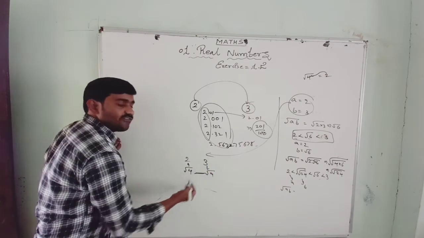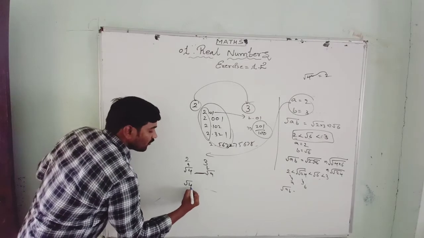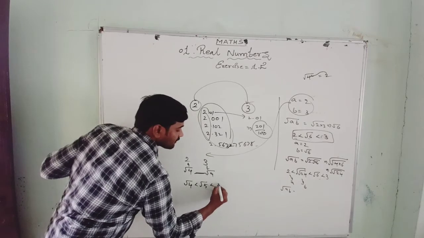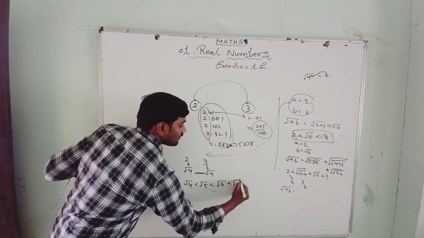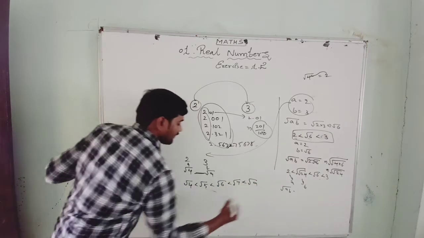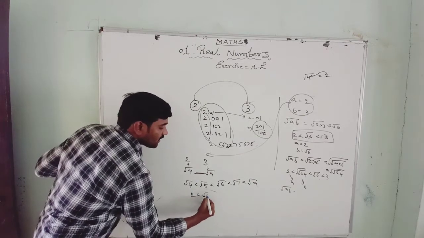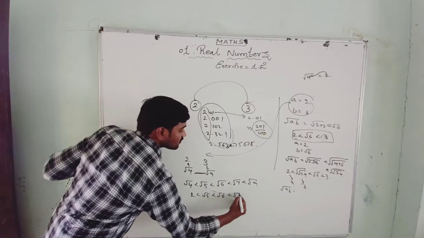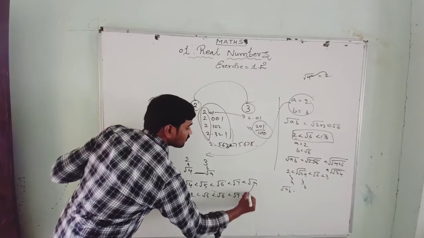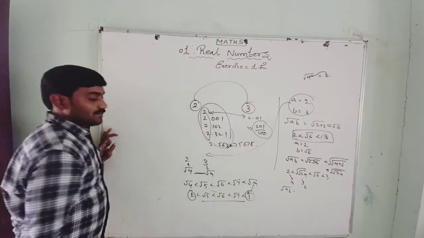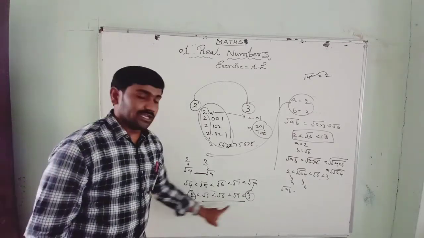Between 4 and 9 we have root 5, root 6, root 7. So 2 is less than root 5 is less than root 6 is less than root 7 is less than 3. Root 9 value is 3. See, between 2 and 3 I have written these three irrational numbers.